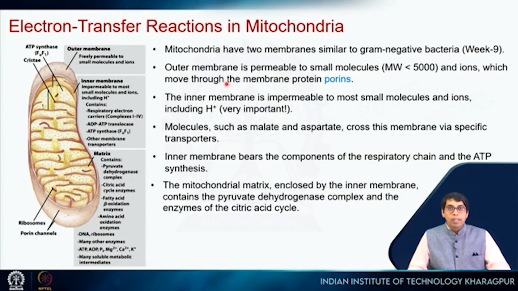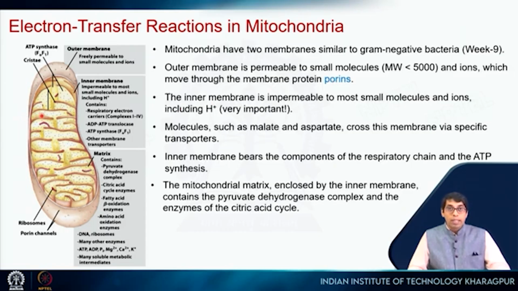The outer membrane is permeable to small molecules which are less than 5000 Daltons, and ions, which means that small molecules can easily pass through this membrane, and that is channelized by these membrane proteins called porins. We have already seen porins in previous lectures.